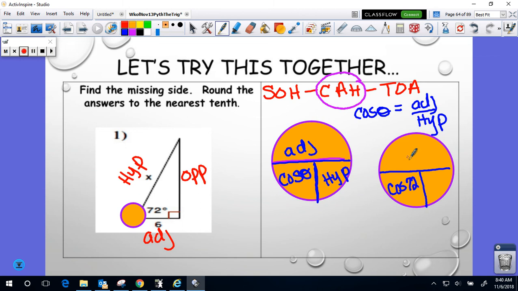The side that I know is the adjacent side. So I'm going to say 6 goes here. That's my adjacent. And it says hypotenuse, I don't know. So I'm going to put X here for the hypotenuse because I don't know it.